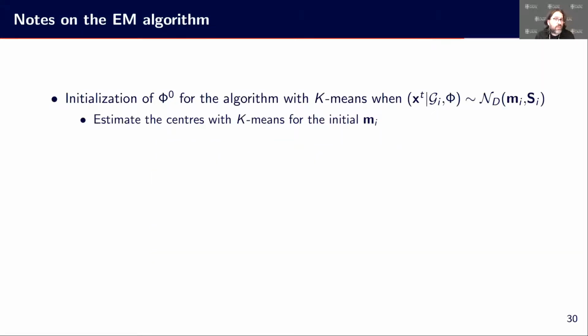Some notes on EM. The fact is that the initialization of the algorithms is super important. And usually we are using k-means for doing it. Why k-means? Because k-means is much more robust. So it's good to give us the initial MI directly for our algorithms.